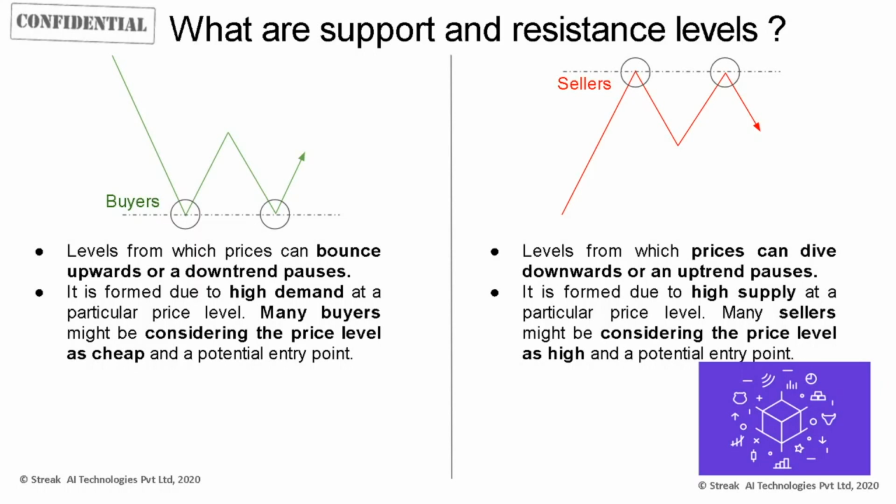There are many buyers in the market and they are willing to enter aggressively, which in turn drives the price upwards. Now if the price were to come back down and test this level again, don't you think that there is a high probability that the price will bounce back into the upward direction again? So effectively, the support level acts as a cushion for the price. It does not let the price break down.